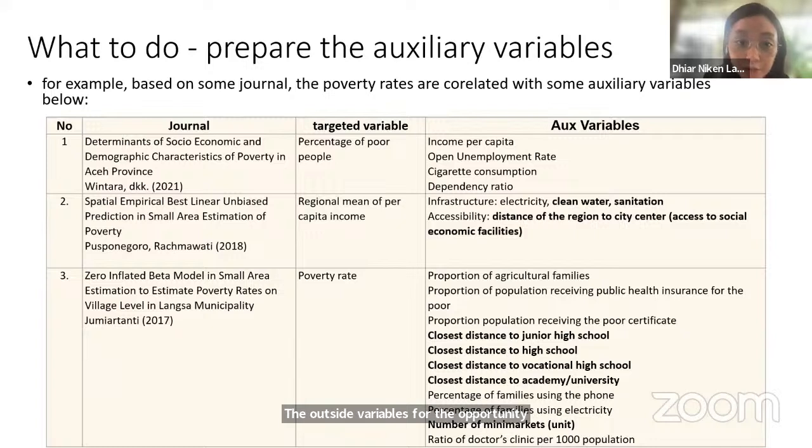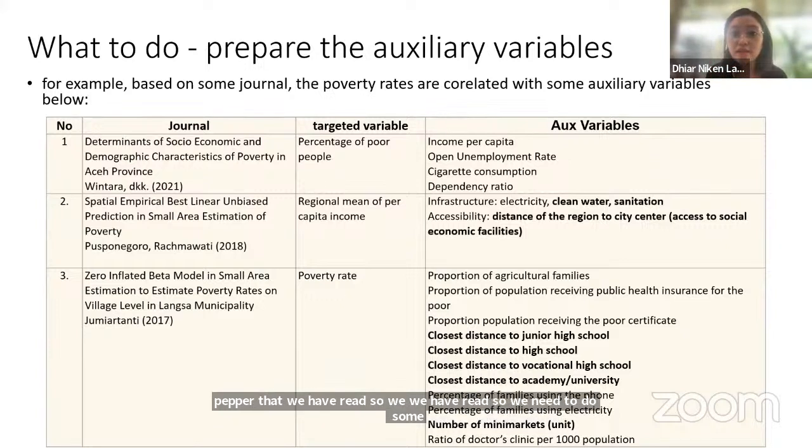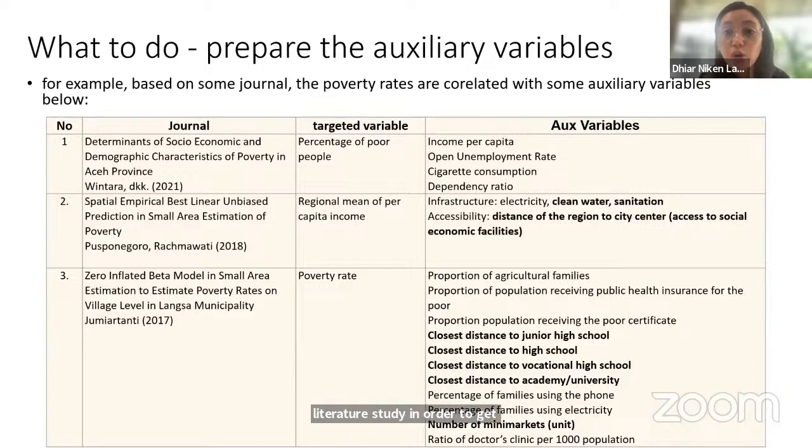Here we have income per capita and unemployment rate, and for the second journal we have clean water, sanitation, and distance of the region to the city center, and for the third journal we have the proportion of agricultural families. We have variables regarding distance to junior high school, distance to vocational high school, distance to academy or university, number of mini markets, and so on. So we can get several candidates for the auxiliary variables based on the journals or papers that we have read. We need to do some literature study in order to get the candidate auxiliary variables for small area estimation to predict poverty or to predict the unemployment rate.